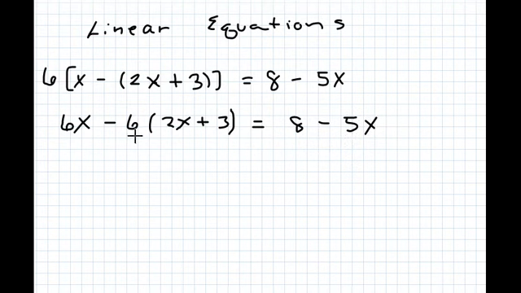Now I'm going to distribute the 6 across. So rewriting this, 6x minus, so 6 times 2x is 12x. Because we have a minus out here, I'm going to distribute this as if it is a negative 6. So a negative 6 times 2x is minus 12x, and then distribute it across, so we have a minus here, and 6 times 3 is 18.